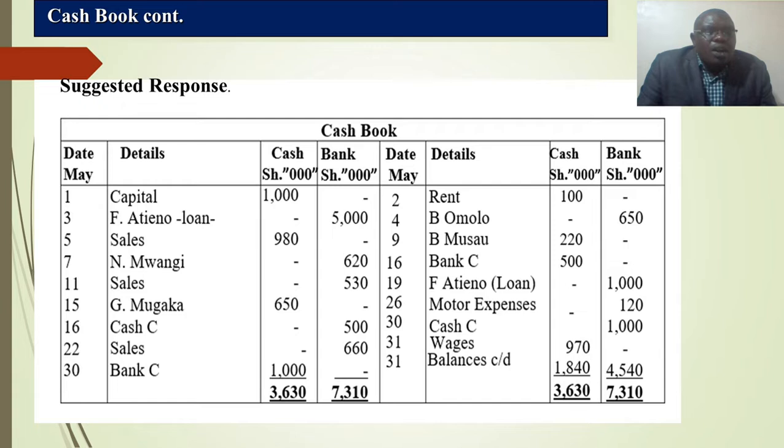On 22nd, we made sales, and the amount is 660,000 Kenya shillings, and the amount was received through the bank. So we go to the bank column and we record the transaction.